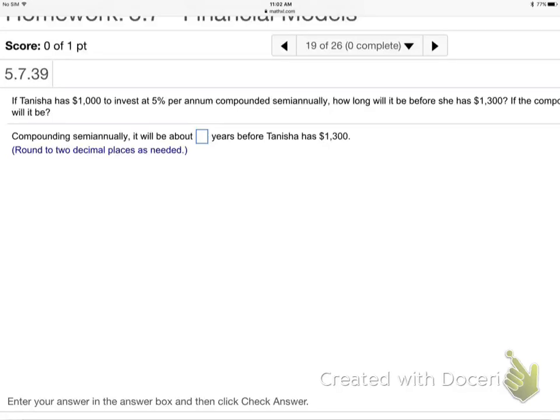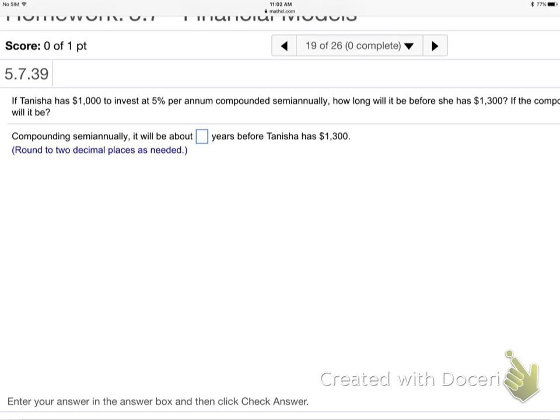All right, well, let's finish up 5.7 and even begin 5.8, I hope. We'll see. So let's finish 5.7, the financial ones. Tanisha has $1,000 to invest at 5% per annum, compounded semi-annually. How long will it be before she has $1,300?